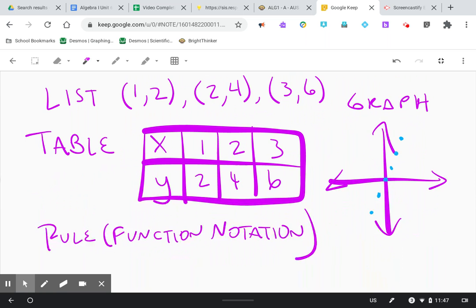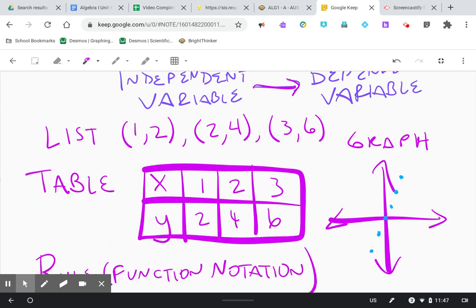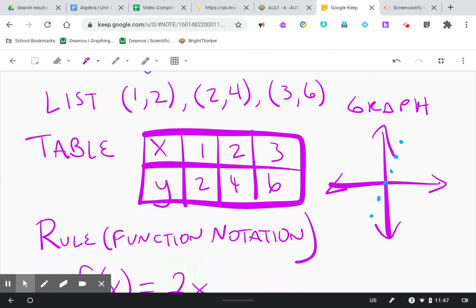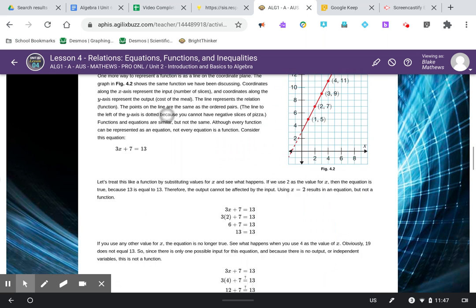And that would be like this. I should fix that R. It doesn't look quite right. A rule. And that would look like this. And the way we read this is the function of x is equal to 2 times x. Now, I've made all this work and match up, but that would be an example of a function rule. So functions can be listed in all these different ways. And you see examples of that throughout the lesson. So I'm kind of summarizing what you see here.